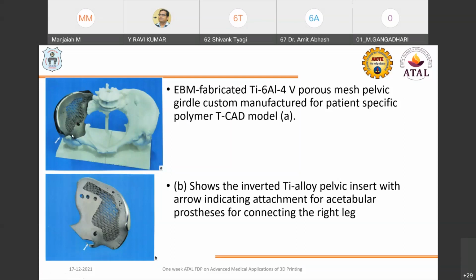This is where we need the market scenario with respect to the particular titanium components in the 3D powder bed fusion fabrication process that can be used for the particular applications.